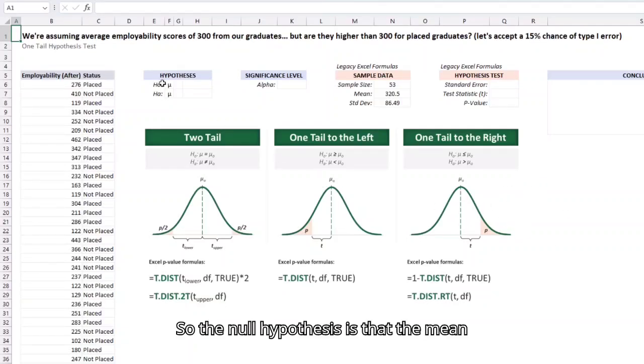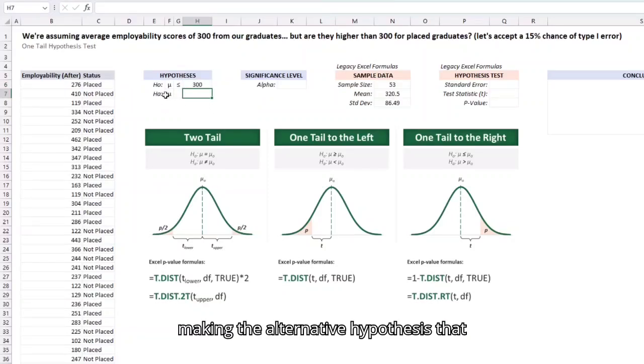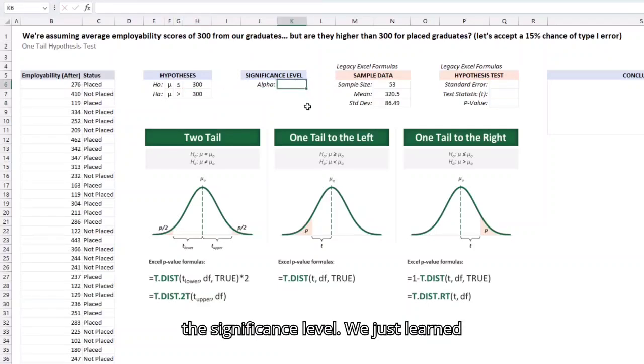So the null hypothesis is that the mean is less than or equal to, and in this case it's 300. Making the alternative hypothesis that the mean is greater than 300. Now let's move on to the significance level.